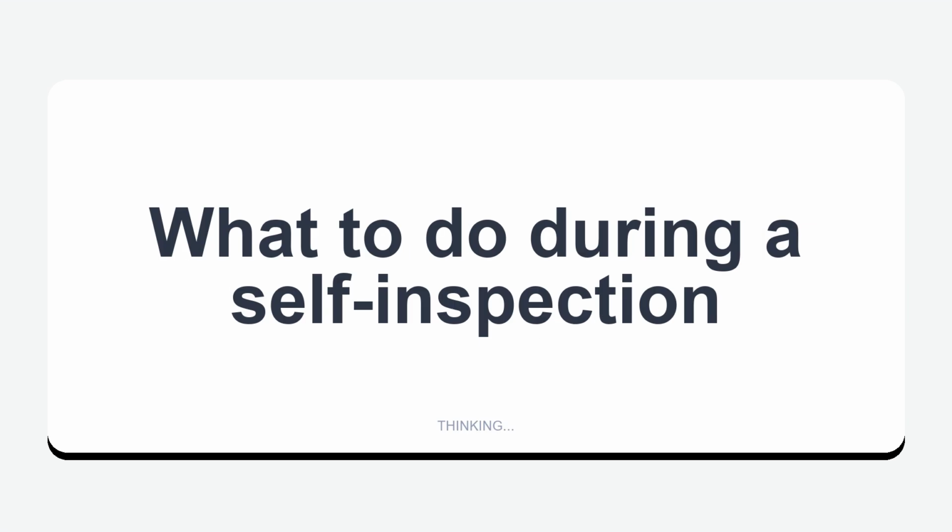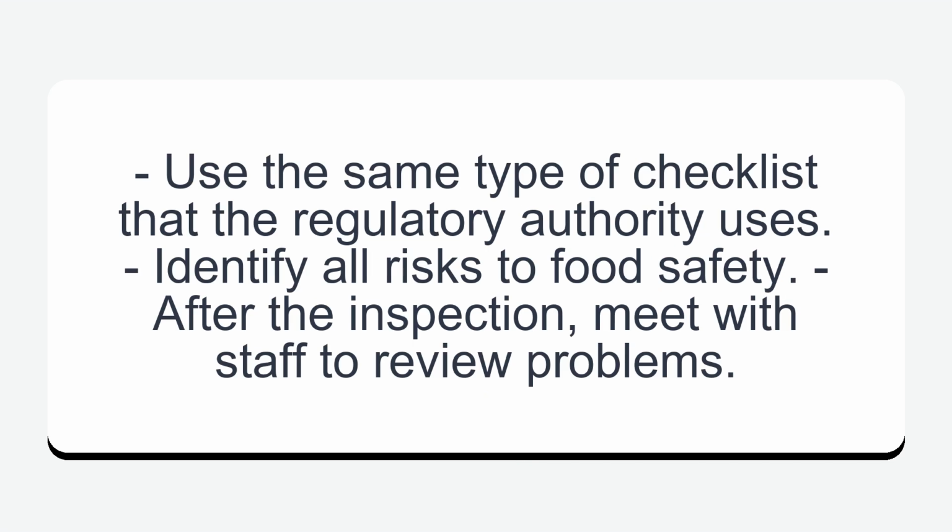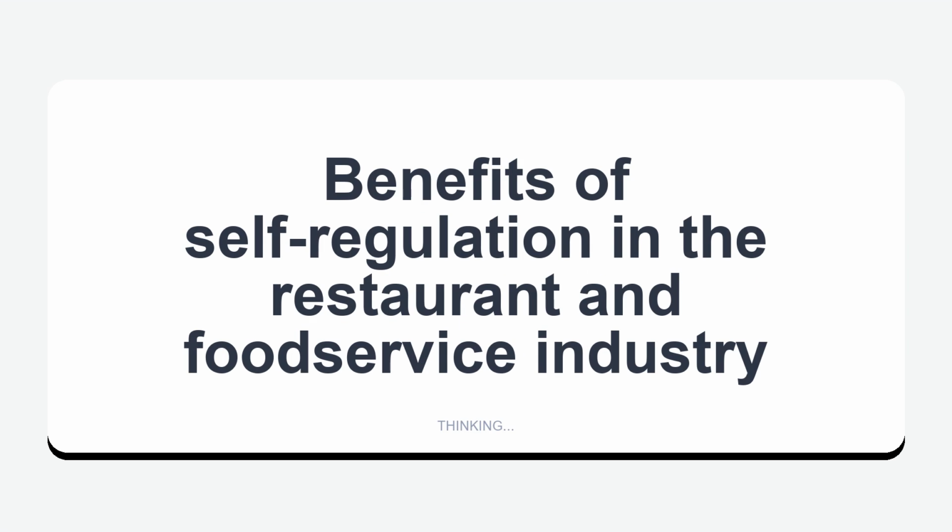What to do during a self-inspection. Use the same type of checklist that the regulatory authority uses. Identify all risks to food safety. After the inspection, meet with staff to review problems. Benefits of self-regulation in the restaurant and food service industry.